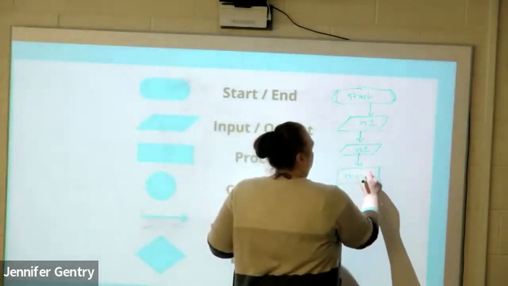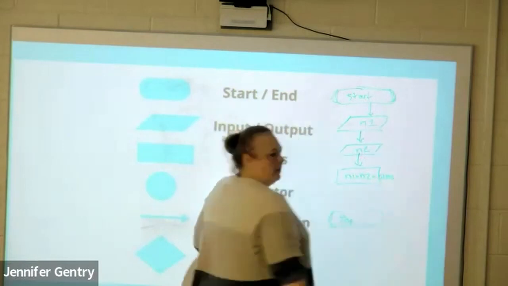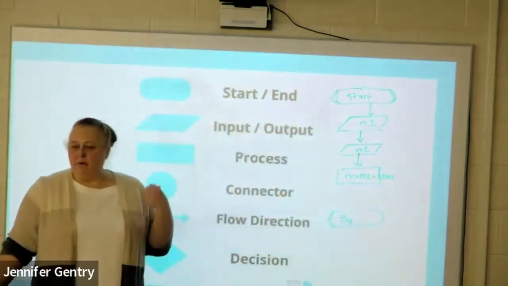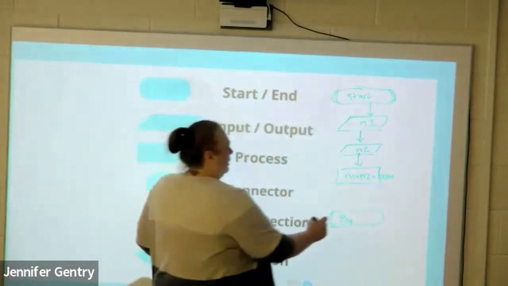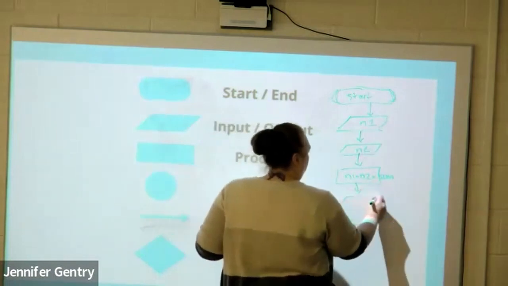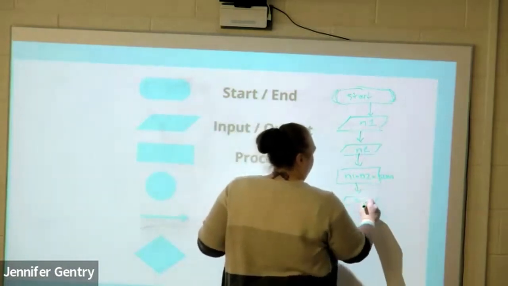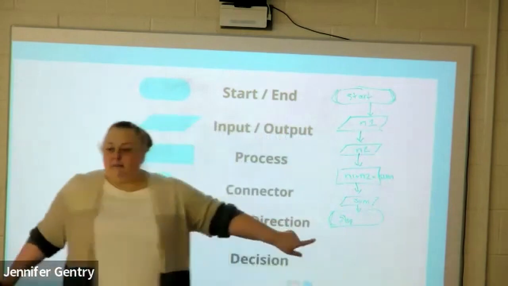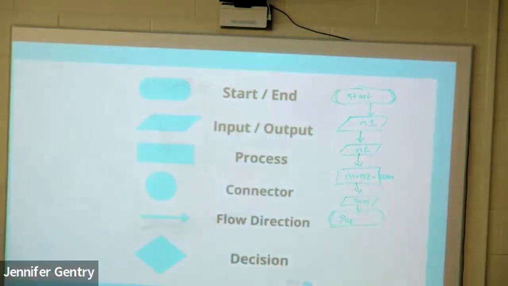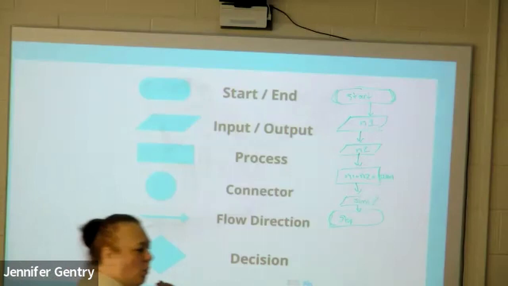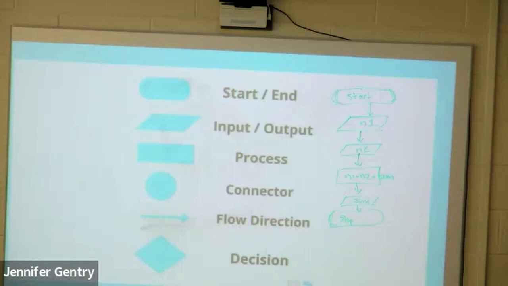N1 plus N2 equals sum. Then what did I do? Outputted the sum. There's my flowchart that goes along with the pseudocode that I just wrote in the black that smudged all over the board. They mean the same thing. One's done graphically. The other one is done in more words.